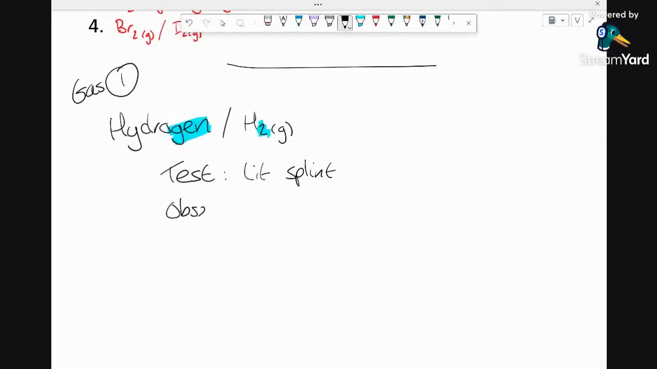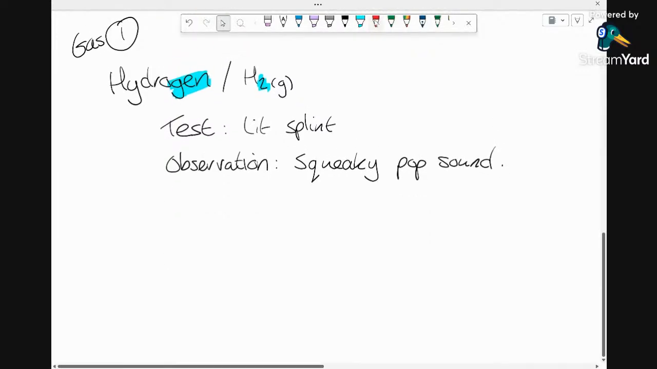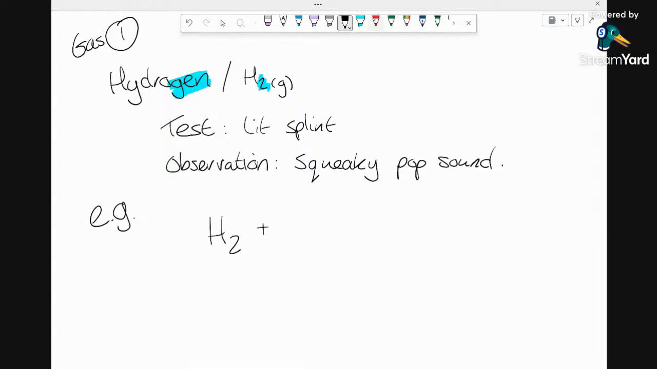So observation from this, everyone knows it. Pause the video, see if you remember your good old squeaky pop sound. I like it. And the equation for the reaction is just the combustion. So this is H2 plus O2, giving us H2O. Balance the equation. You can balance it with a half if you like. A level, I always try to encourage people to balance with a half. We could double it if we wanted, and just include our state symbols.